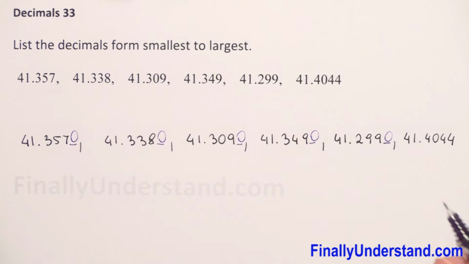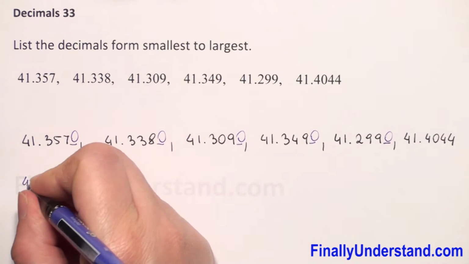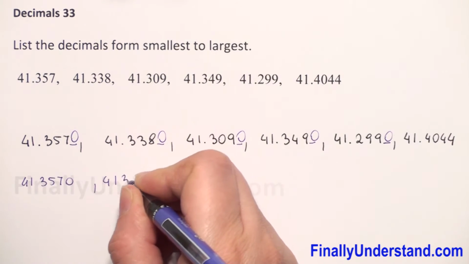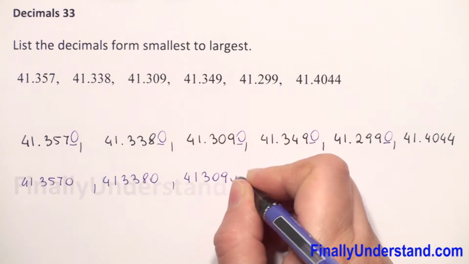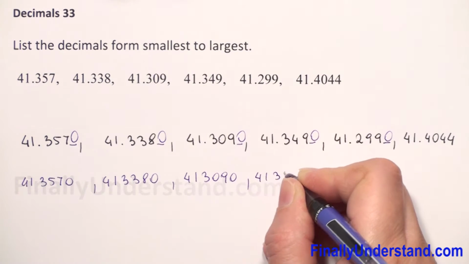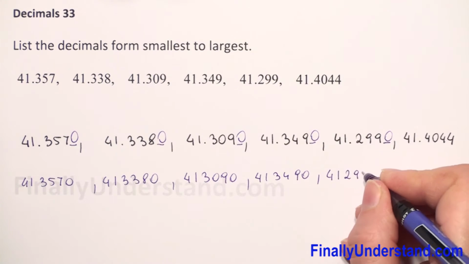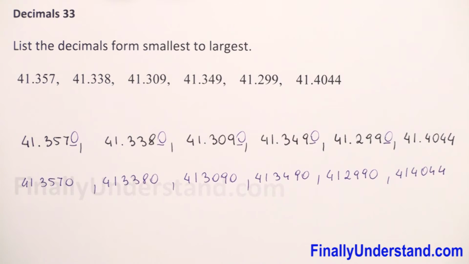Next step, when we have the same number of digits after the decimal point, what do we have to do? We have to just copy these numbers without the decimal points. So we have 41.3570, 41.3380, 41.3090, 41.3490, 41.2990, 41.4044. And what next? We have to compare the digits.